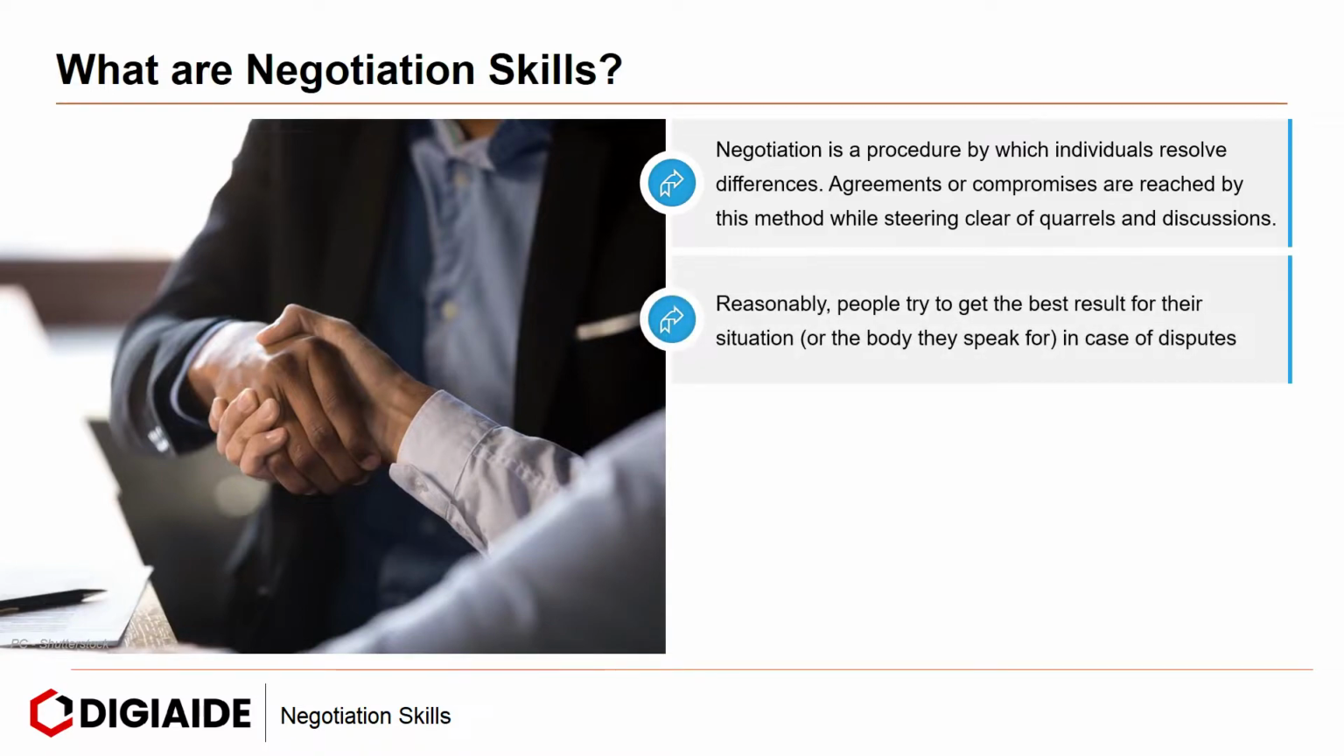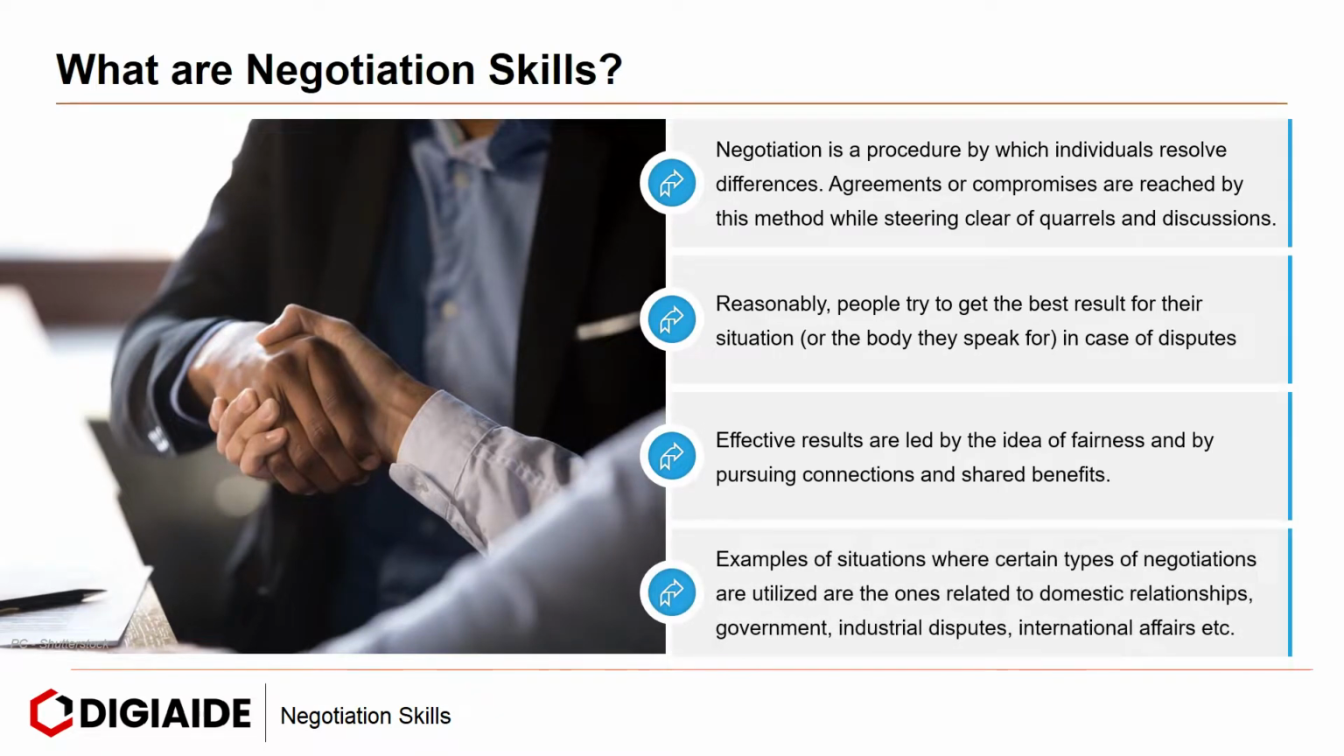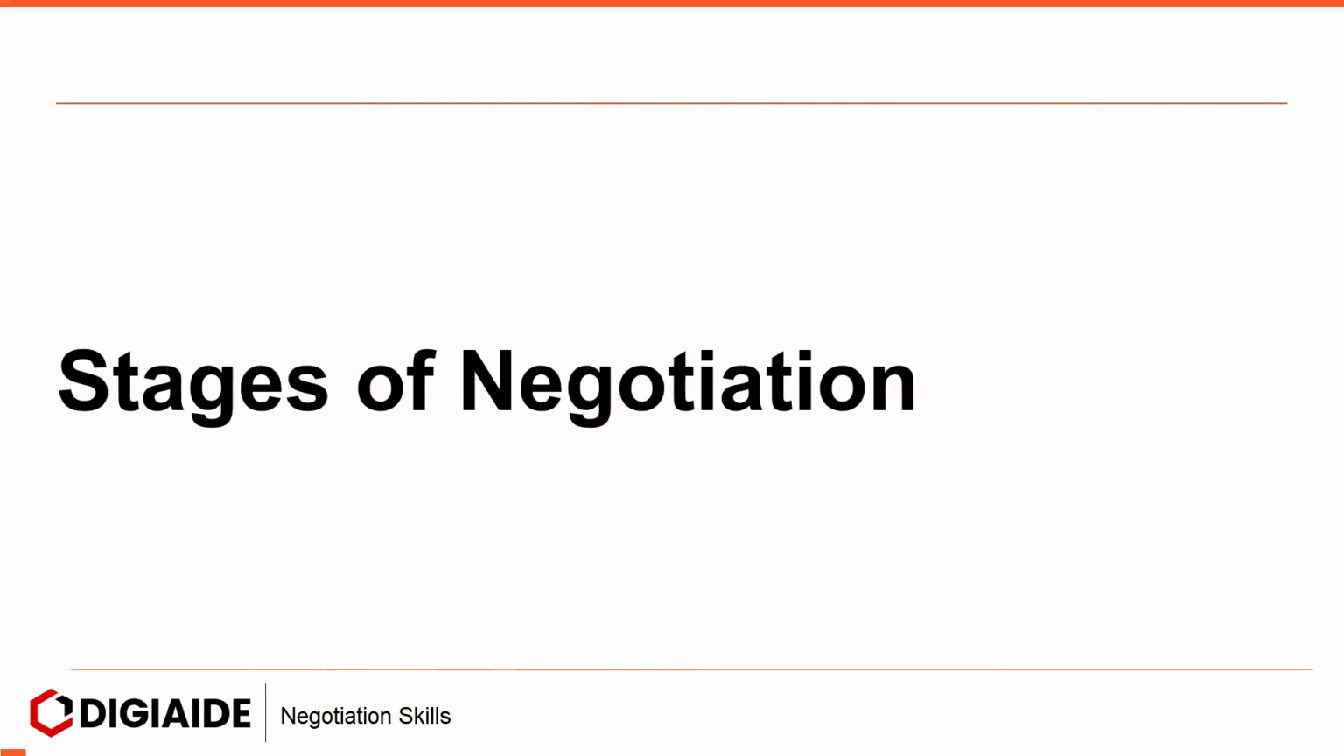Reasonably, people try to get the best result for their situation or the body they speak for in case of disputes. Effective results are led by the idea of fairness and by pursuing connections and shared benefits. Examples of situations where certain types of negotiations are utilized are the ones related to domestic relationships, government, industrial disputes, international affairs, etc. Moving on to the stages of negotiation.